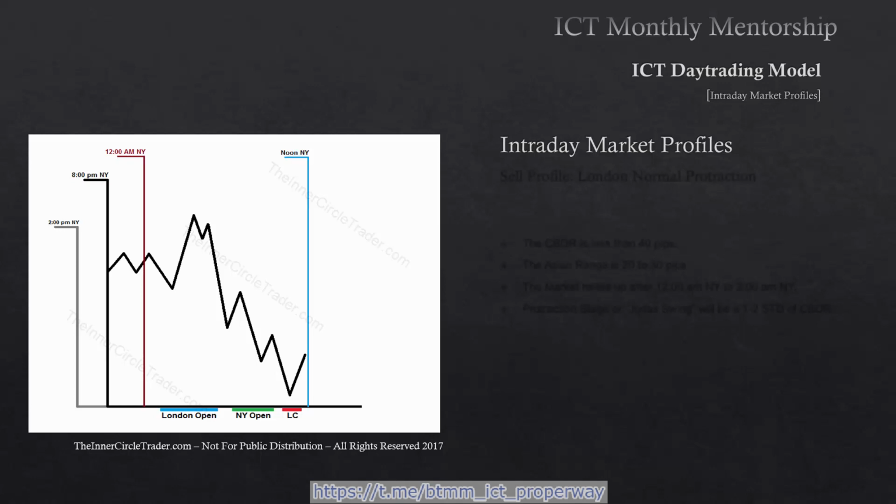Okay, intraday market profiles. The first one we're going to go over is the sell profile, London normal protraction. And what you want to be looking for in a classic sell day for intraday trading, there's going to be lots of different deviations and subtle variances in these specific themes. They won't look exactly like I'm outlining here, obviously.